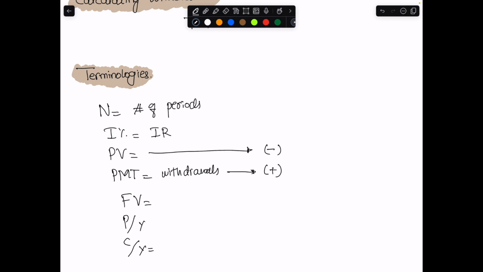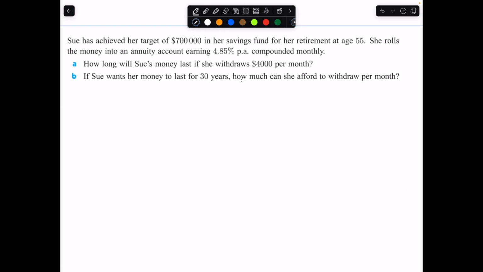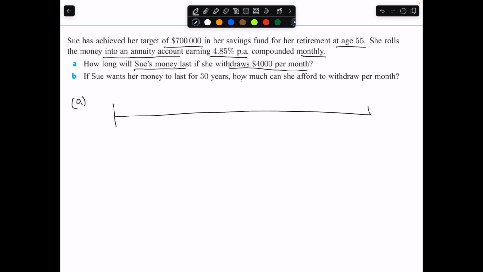Now let's try to see some of the questions that we need to solve. The first question says, Sue has achieved her target of $700,000 in her savings fund for her retirement at age 55. She rolls the money into an annuity account earning 4.85% per annum compounded monthly. How long will Sue's money last if she withdraws $4,000 per month? What you're looking to find in part A is this: Sue has invested 700,000, which means it's going to be negative. This is the present value of her investment. And every month, on a regular basis, she is withdrawing $4,000.